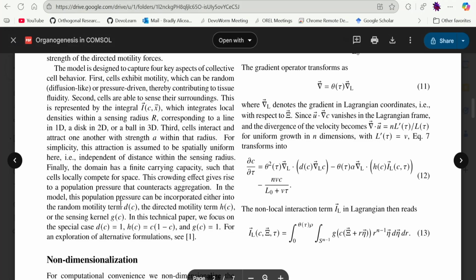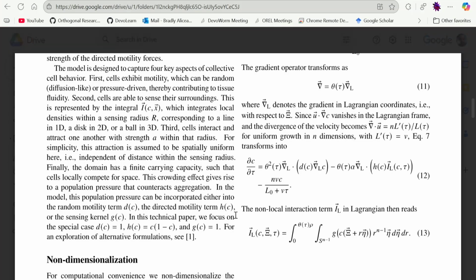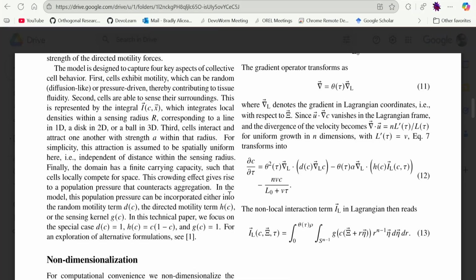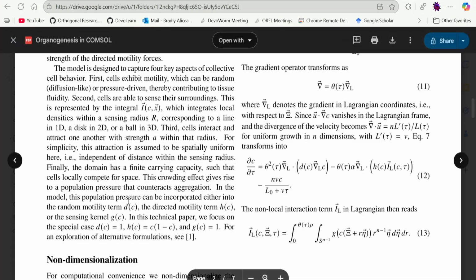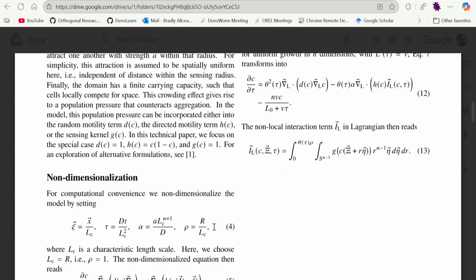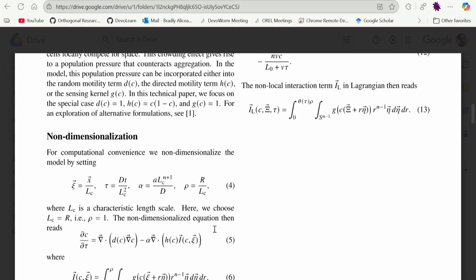So in this model, the population pressure can be incorporated either into the random motility term, DC, the directed motility term, HC, or the sensing kernel, GC. So the sensing kernel is the volume and what they're sensing there. The motility term is the random movement, and the directed motility term is finding gradients to follow. And so in this paper, we focus on the special case where DC equals 1, HC equals C(1 minus C), and GC equals 1. So they set them at these constants. And that's explained in another paper.